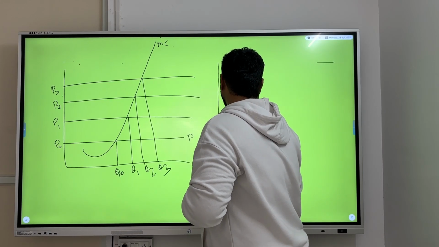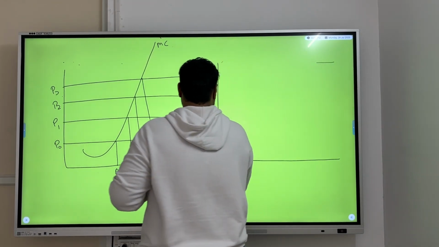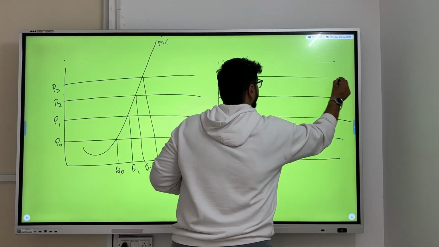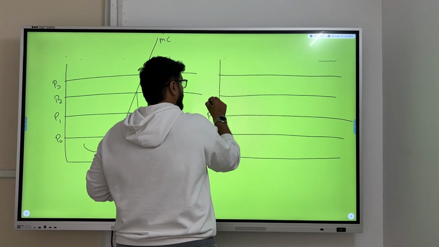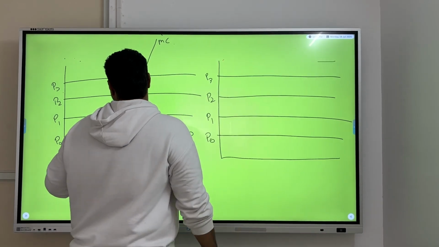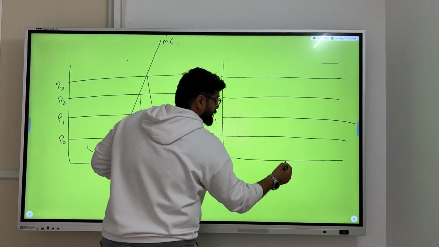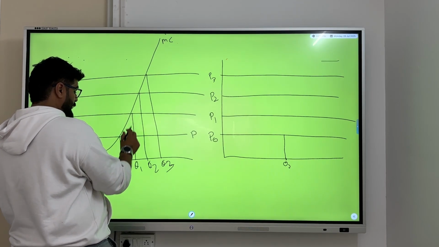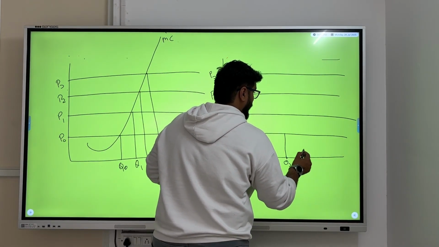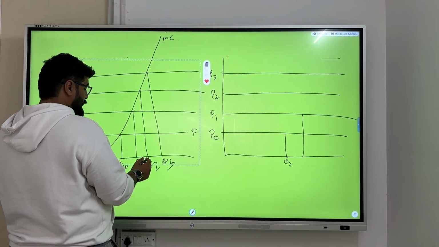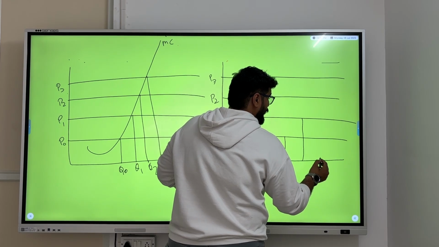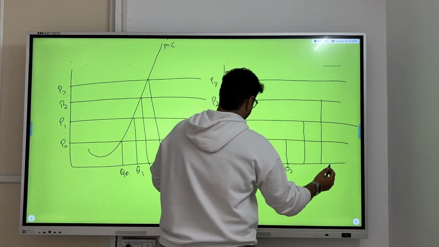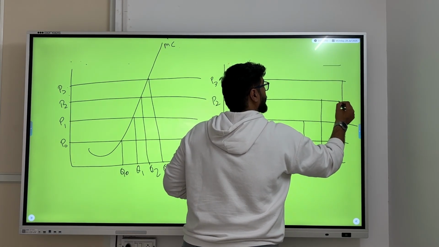Now I will draw another x-axis and y-axis here. I draw again the price lines, the same prices: P0, P1, P2, P3. At P0, how much quantity? Q0, so I will draw it over here. At P1, Q1. At P2, Q2. At P3, Q3. So I will take Q3 over here, and if I draw it like this.